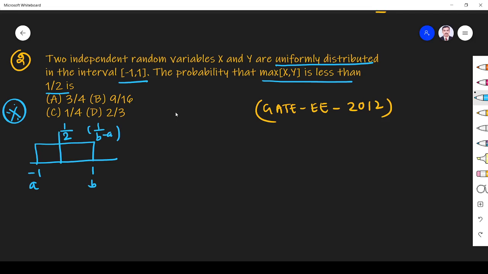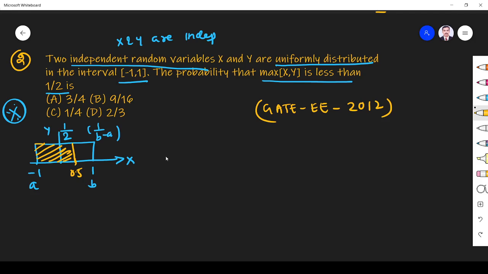Next, what we have to find: x and y are independent variables, which is very important. Let us assume this is x, and this is y. What is the probability that maximum of x, y is less than 0.5? Let us assume this is 0.5. The probability that maximum of x, y is less than 0.5, so this is the condition.